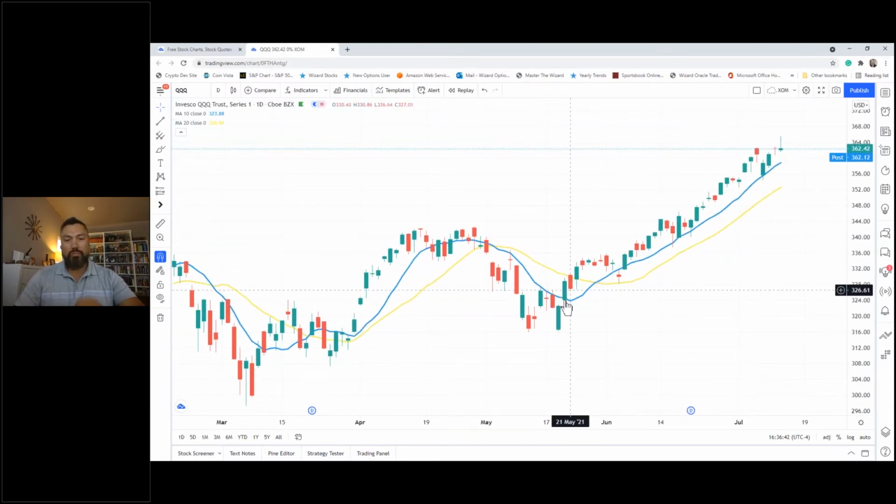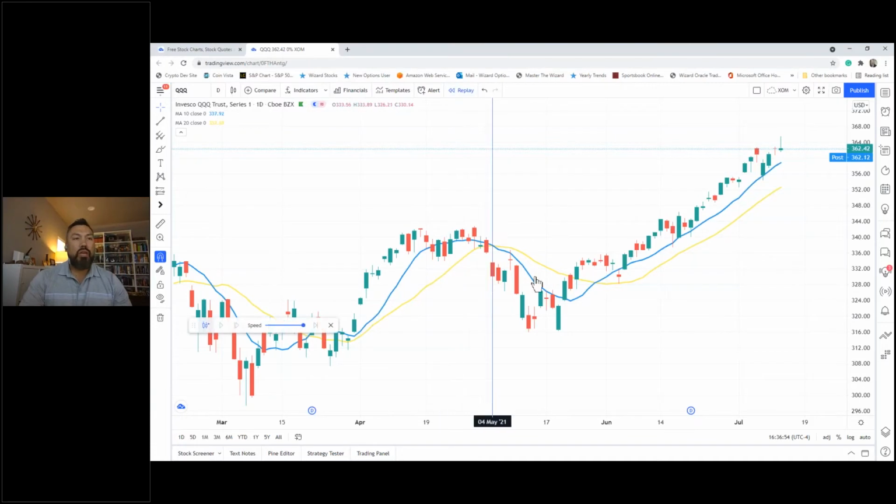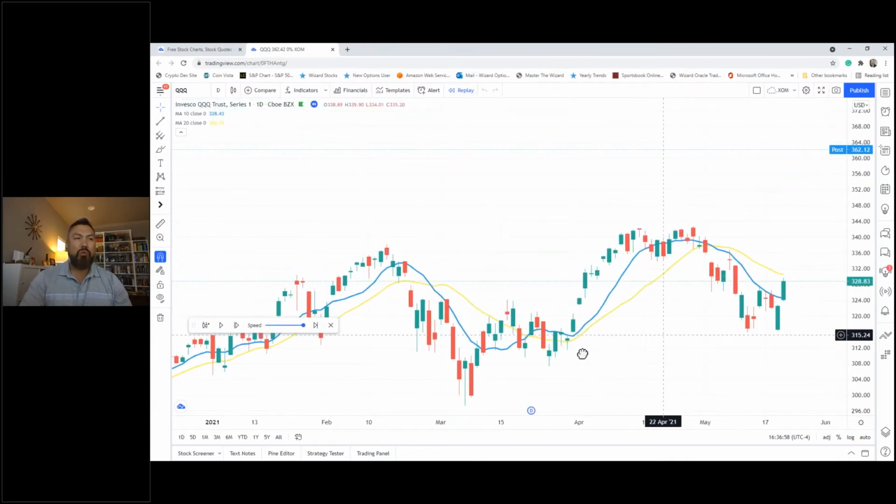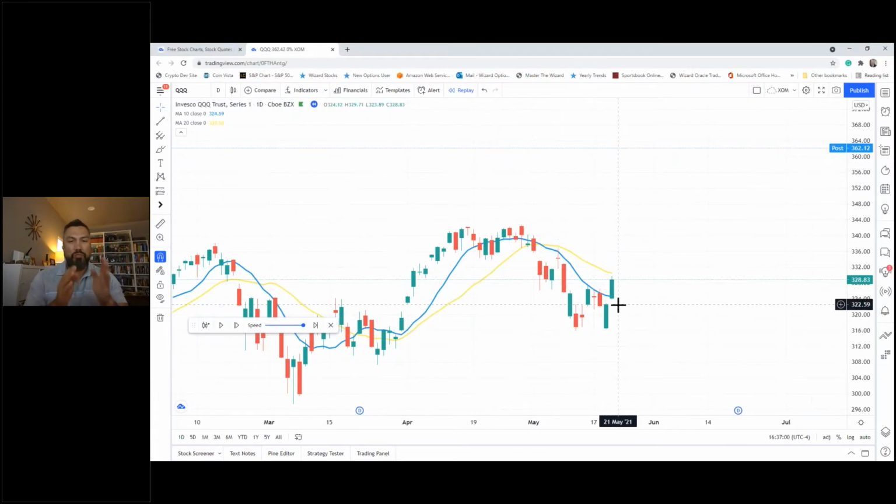What went first? The bars always will give you the closest indication of what's happening, meaning when the bars cross above or below those averages, that's the first sign. So when I look here, let's go to this cross. I'm going to go back in time. TradingView allows you to go back and freeze frame it and then work your way forward. So take a look at this.